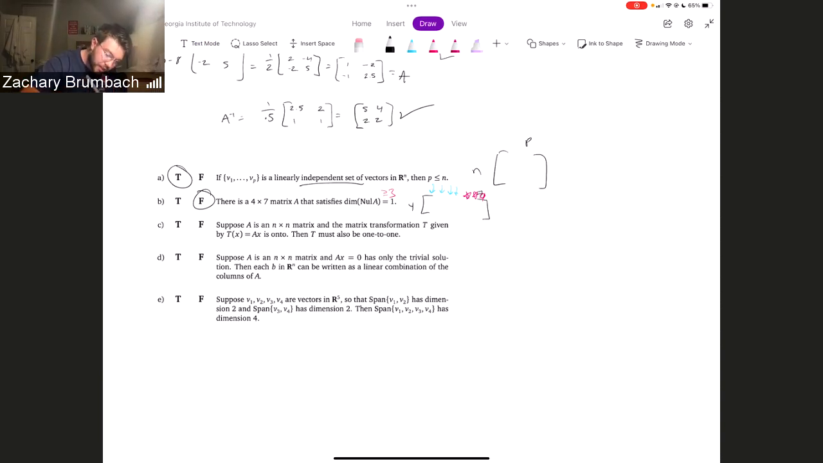Yeah, C is for an n by n matrix. In the matrix transformation, given T of A is onto, that means there's a pivot in every row. That's n pivots, which is the same thing as our number of columns. So we have a pivot in every column as well because it's square.